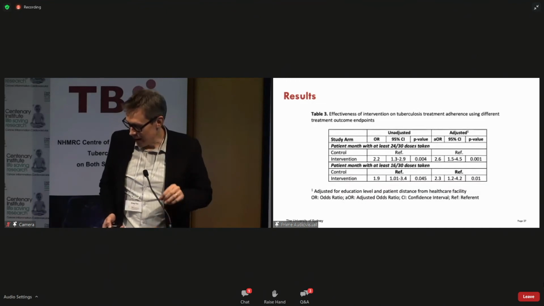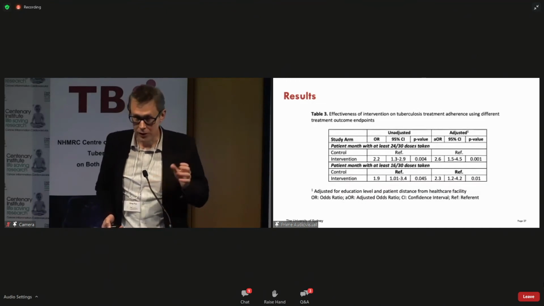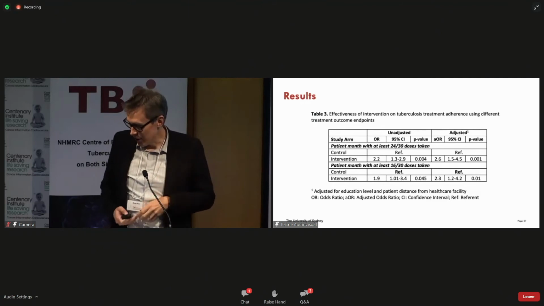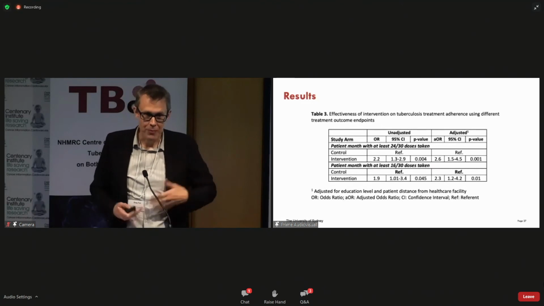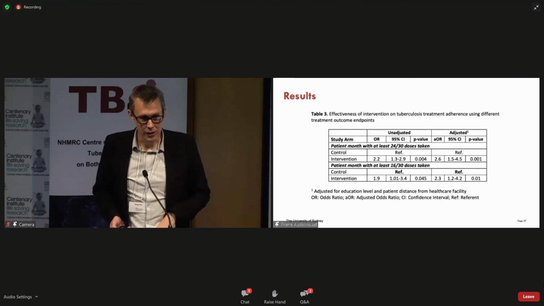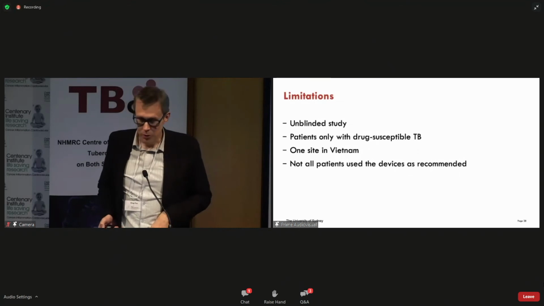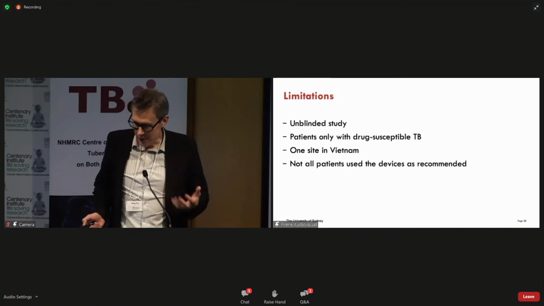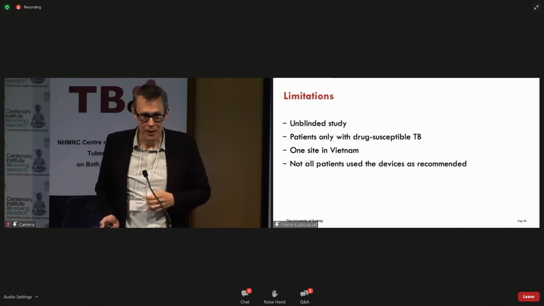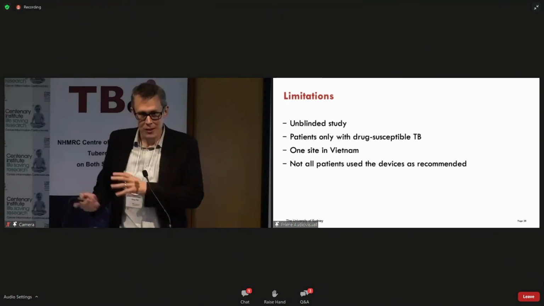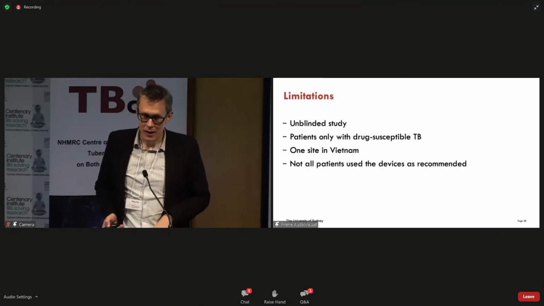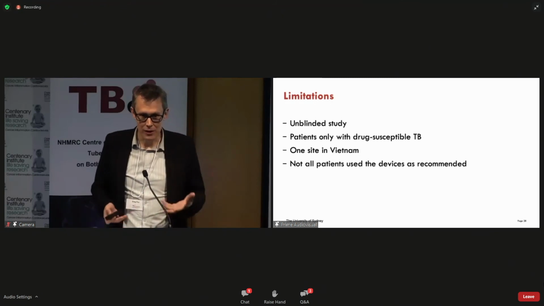And also we found that when we used different cut points, there was still an effect. So this is using an odds ratio, that the effect was to increase by 2.6 times the proportion of people who had taken at least 24 out of 30 doses. So in other words, it did appear to be associated with increased adherence. There were some limitations. This was an open label study. It was only with drug susceptible TB, and it was only in one site in Vietnam. But it does provide validation for the evidence of the study in China. And I think it shows that this type of technology could be useful.